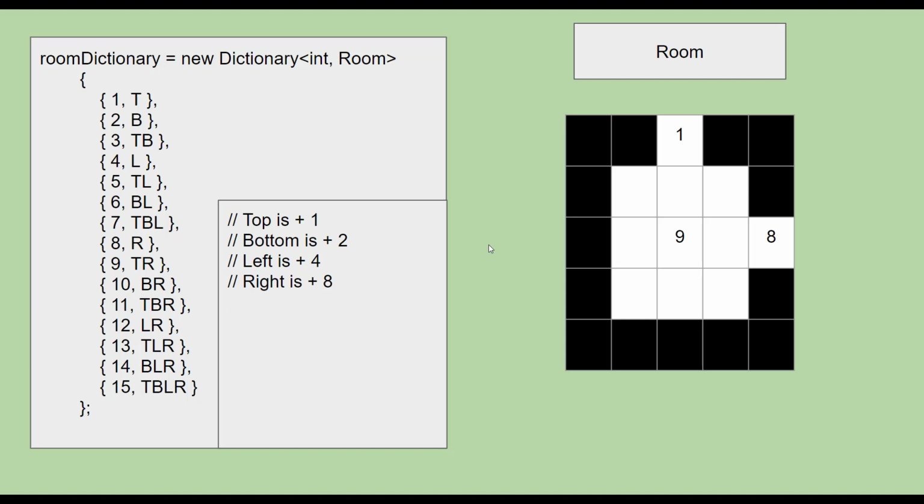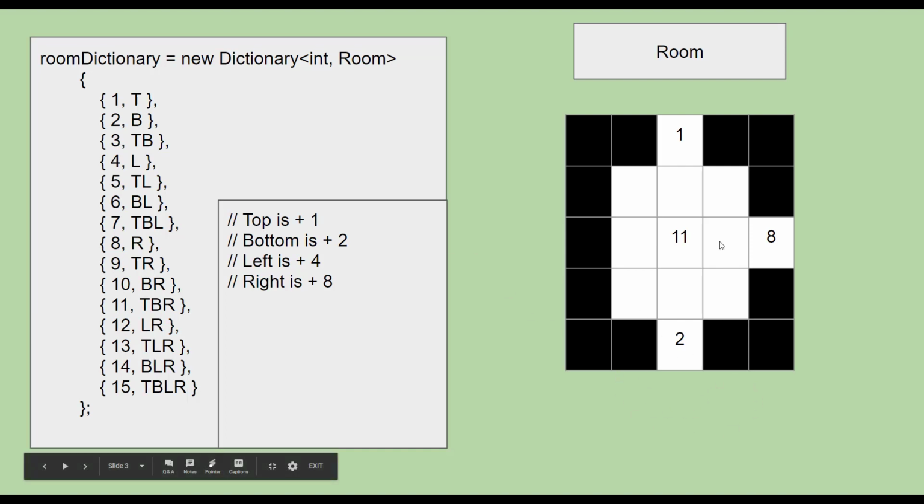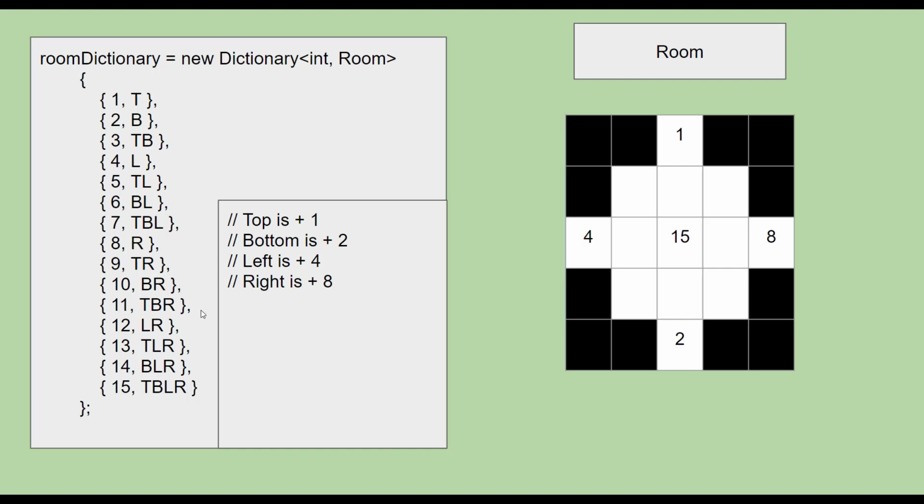We can keep doing this. For example, we can add a bottom entrance by adding 2 to the previous value of 9. This creates a top bottom right room, which we can check in the dictionary. If we add all 4 entrances, we would create a top bottom left right room of value 15. As you can see, rooms are easily mutable through this system.